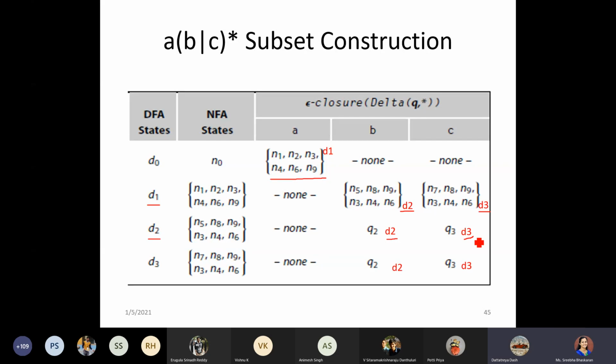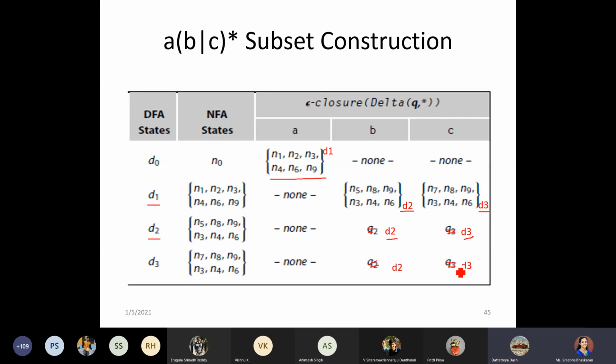Madam, why is it given as Q2, beside D2, Q2 and Q3? No, it's just named. I just named it D2. That's why I have named it with the red font. The rest I have struck out.